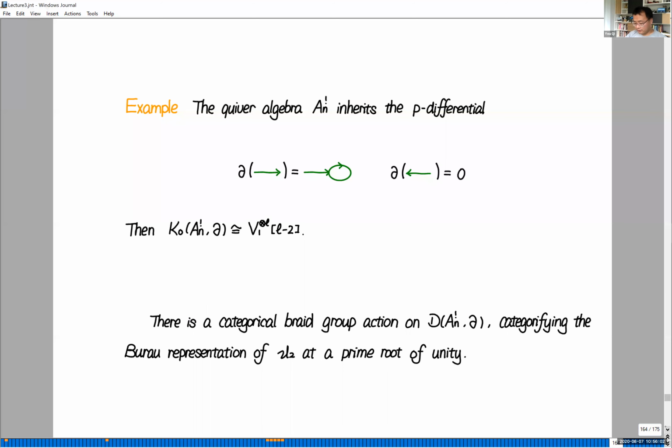Okay, and further in my work with Josh, we have exhibited a categorical braid group action on the entire derived category of this particular weight space. And we do expect this braid group action to extend to the entire curvature algebra, but it's not quite done yet. Okay, I think I should probably stop here. There are some slides left, but this is a good point to stop.